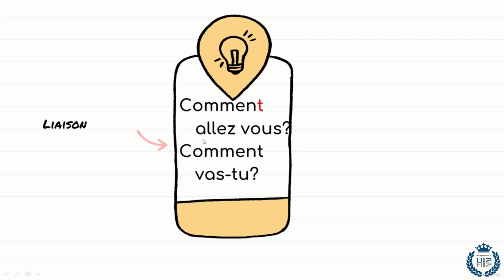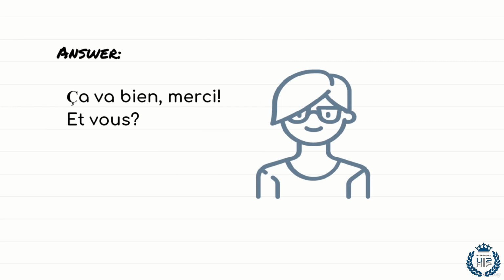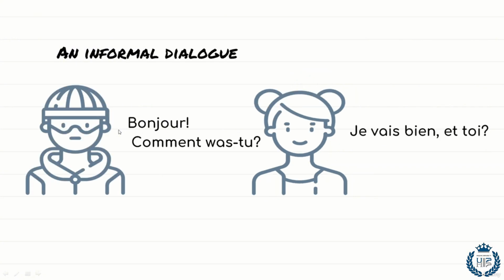Comment allez-vous? How do we answer the formal way of asking how are you? We can say ça va bien, merci. Et vous? And for the informal dialogue, we've seen bonjour, comment vas-tu? Which is an informal way of asking how are you, and the person is answering je vais bien et toi.